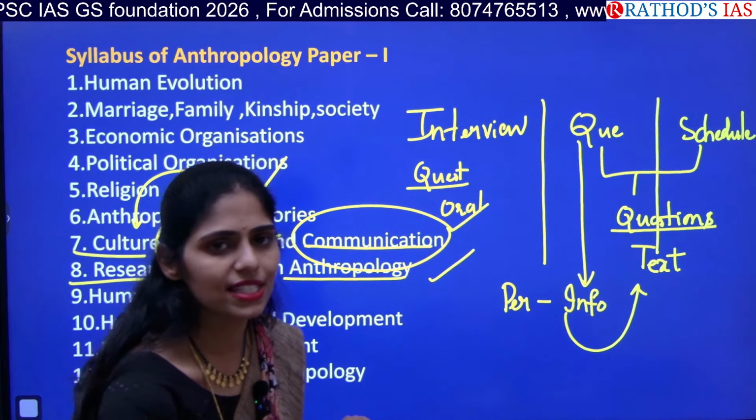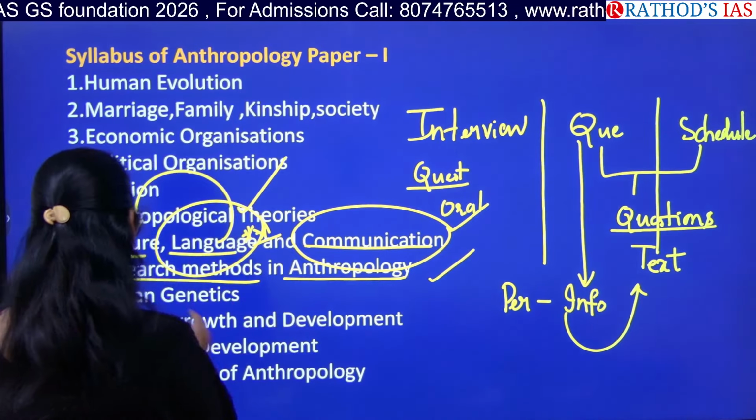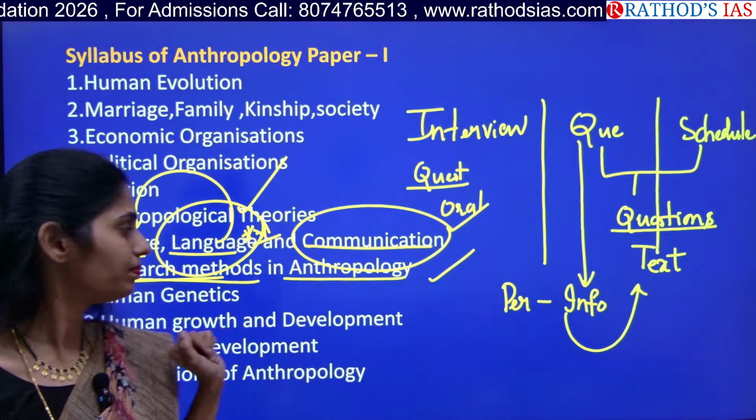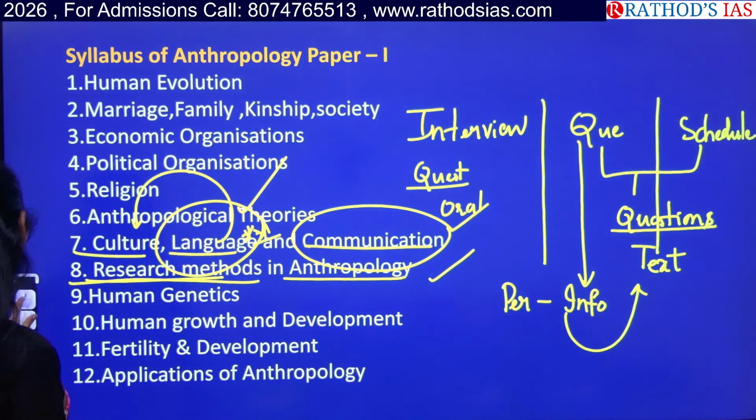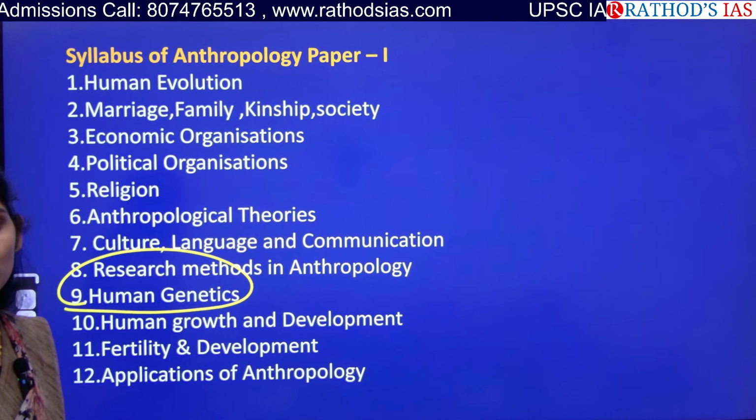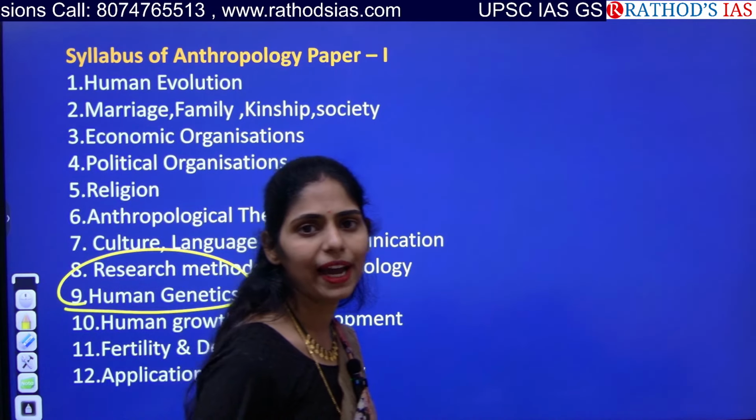So those are called schedules. I hope you understand how the research methods that we are using in anthropology work. And the next one is the ninth chapter. It is about human genetics. So human genetics is solely a biology topic.